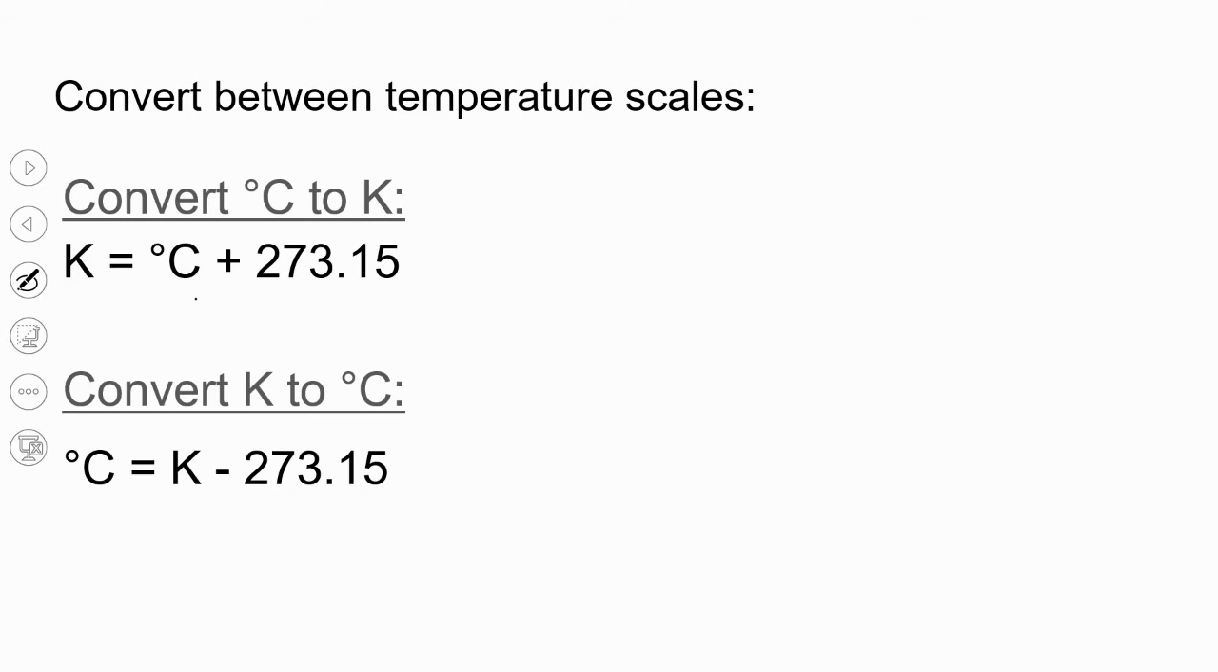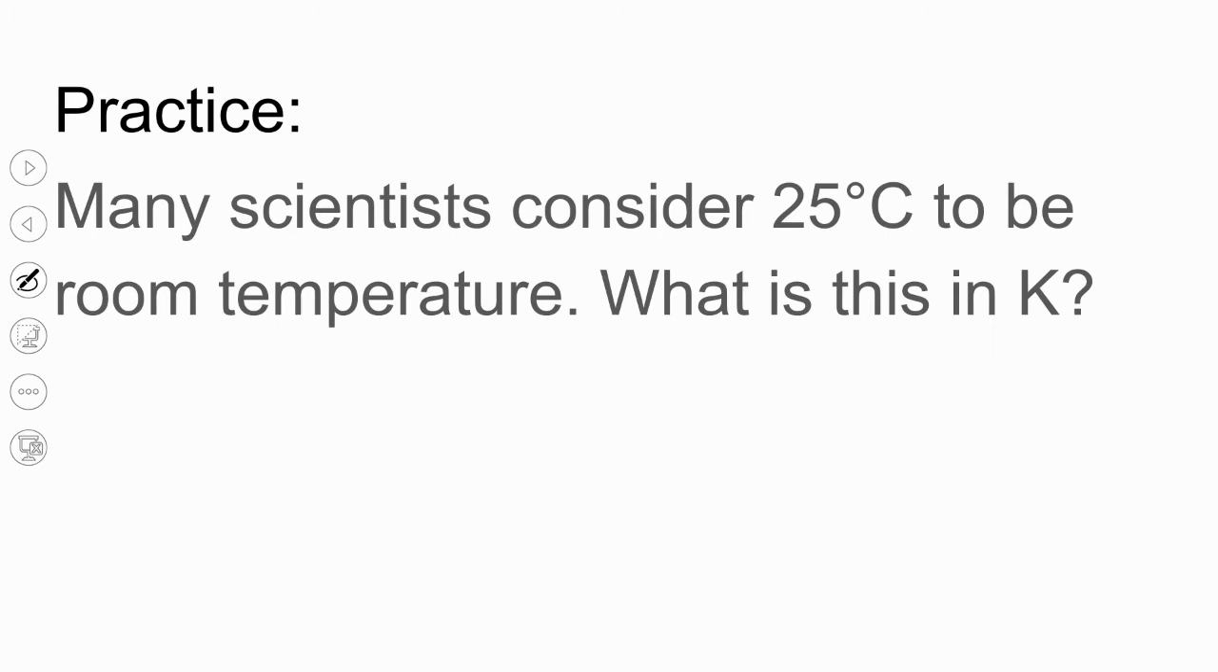Okay, so hopefully you've got that down. Basically we just have to remember one number, 273.15, and then decide: if we're going to Kelvin, we need to get bigger; if we're going to Celsius, we need to get smaller. Okay. So, a lot of people when you talk to them about room temperature, they talk about 25 degrees Celsius. What is that in Kelvin?